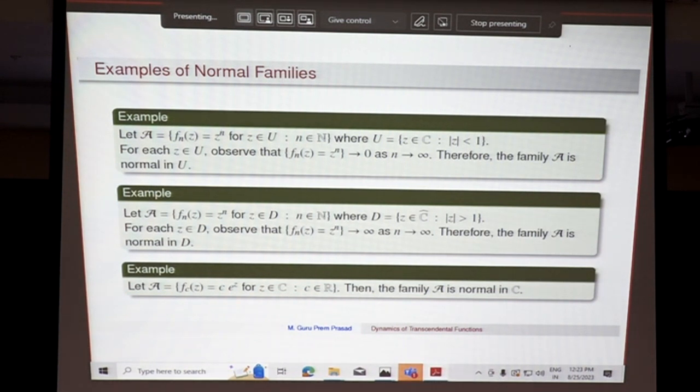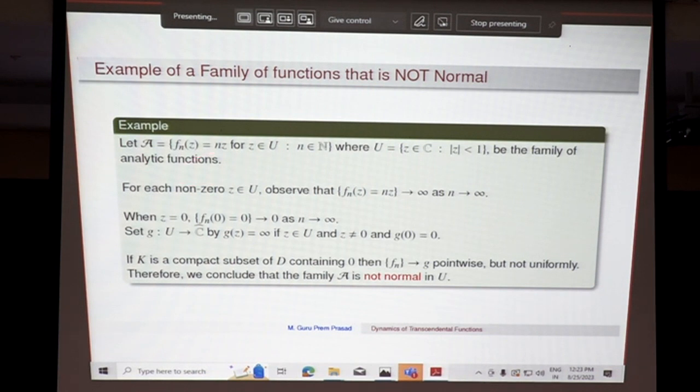So this is all about the normality definition and how these examples work. For example, take the family n times z, which is a countable family. This family in the open unit disk is not normal. Why is it not normal? Because at non-zero points it tends to infinity, and at 0 it tends to 0. So if you take any compact set containing 0, that convergence cannot be uniform. So this family is not a normal family. These are examples of normal families and non-normal families.